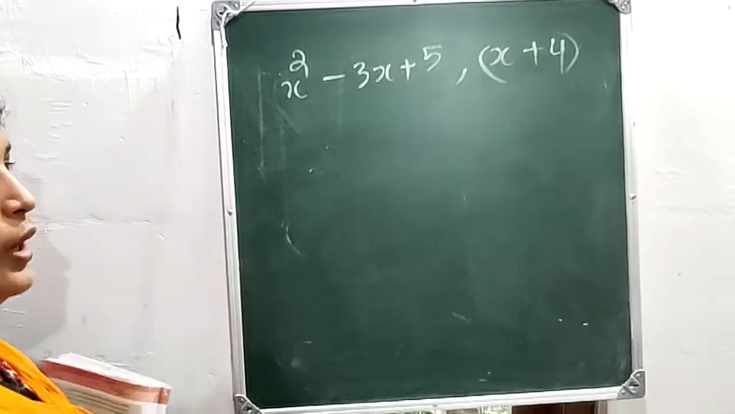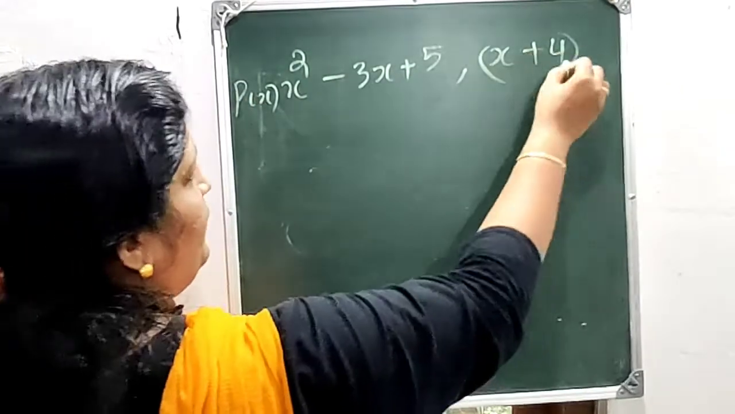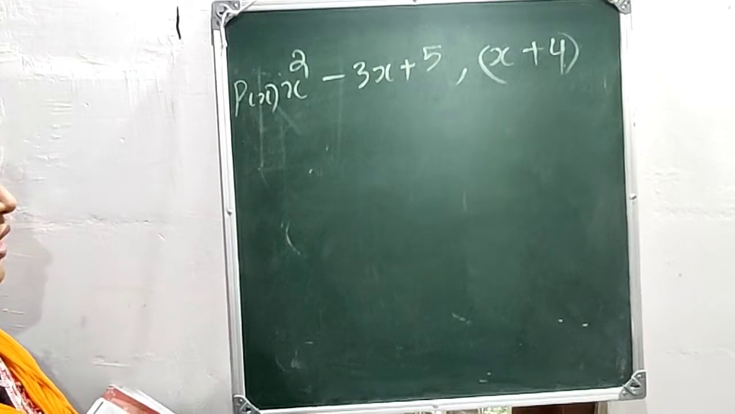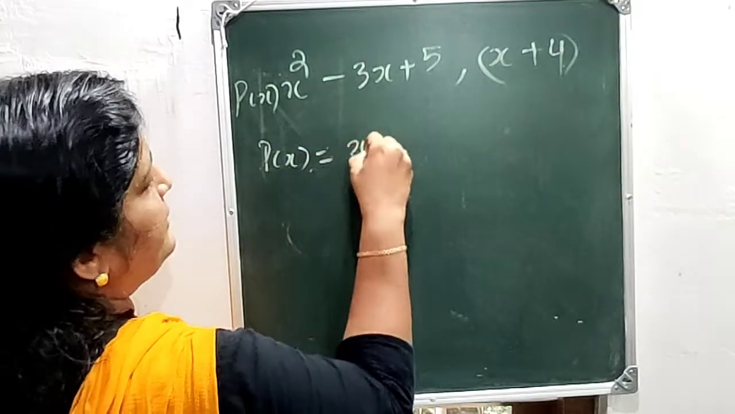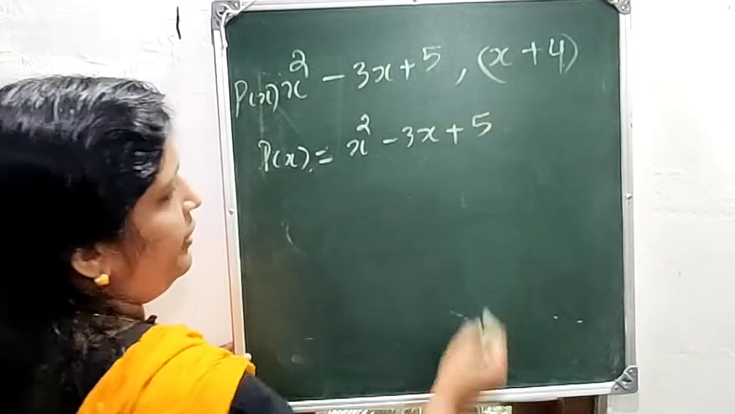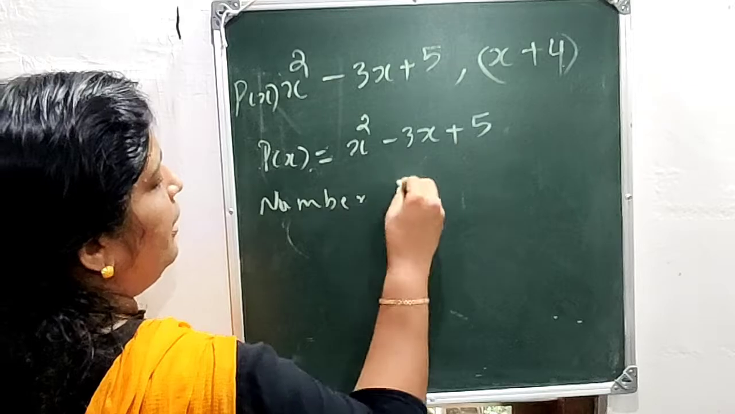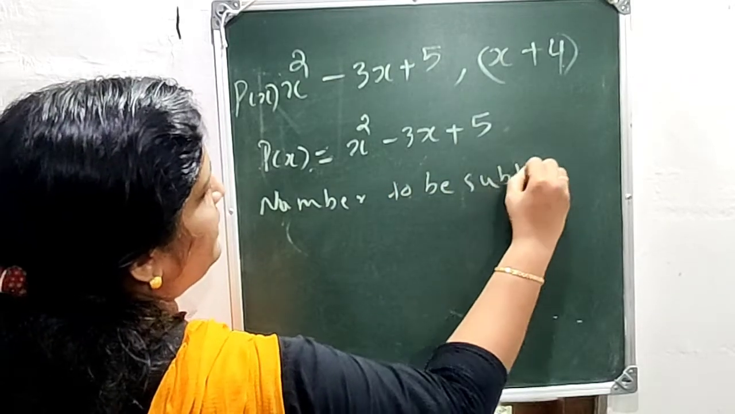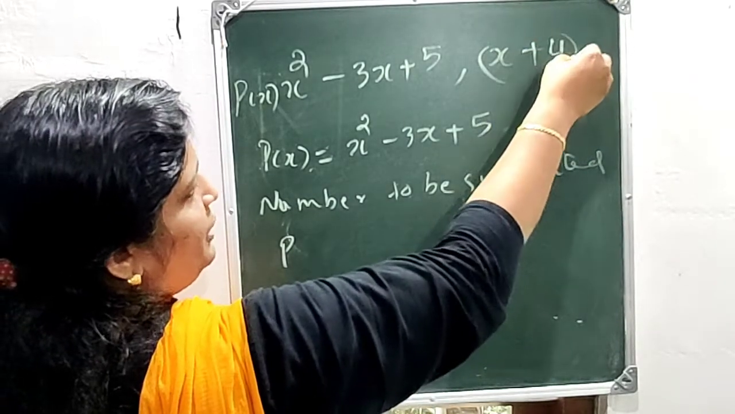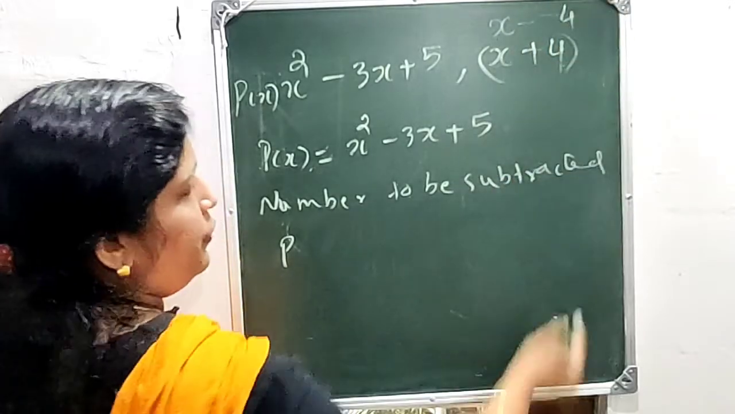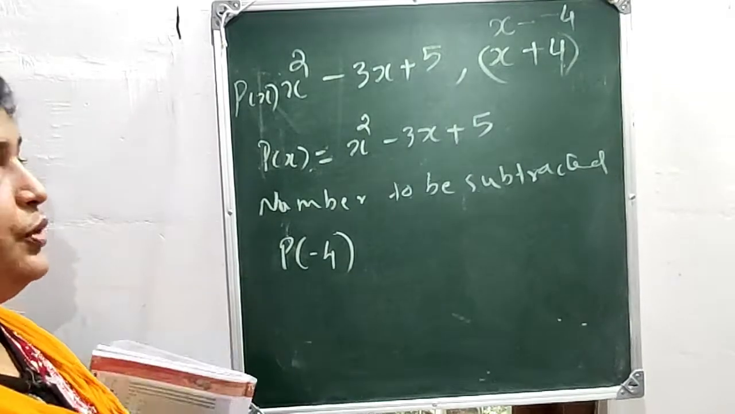We need to find out a number subtracted from this polynomial p of x so that x plus 4 is a factor of that. So first, which is that number? Our p of x is equal to x square minus 3x plus 5. Which is the number to be subtracted? This number is x plus 4, that is actually x minus minus 4. So we need to take p of negative 4.